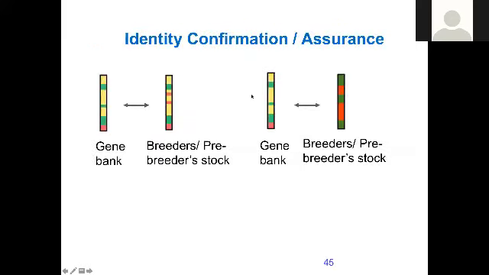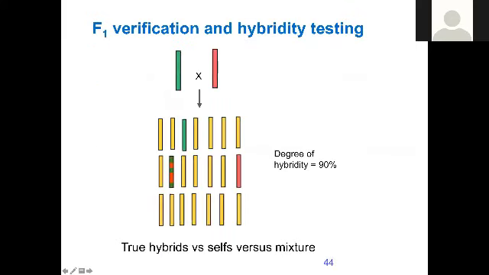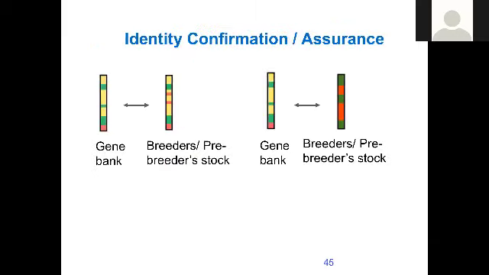Another aspect is F1 verification and hybridity testing. If a chemical hybridization agent is used, there may be some degree of selfing, which is what our hybrid breeders think. We want to see, if they reach some selfing, to what degree it is. And then another is mixture. Obviously, seed lots may have mixture, so we'll try to test to separate these three components.